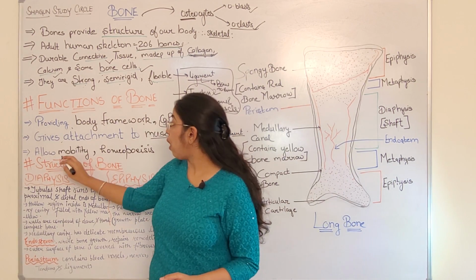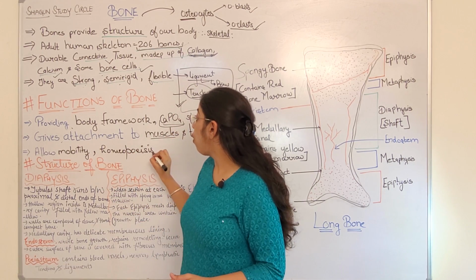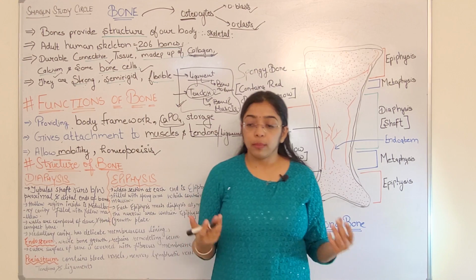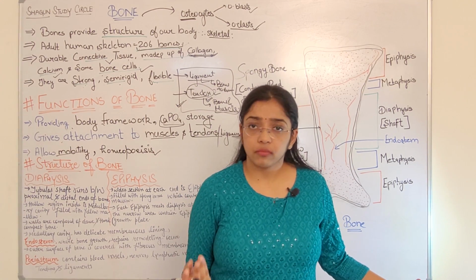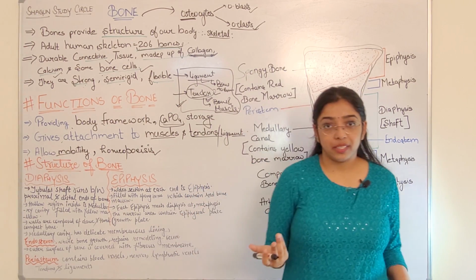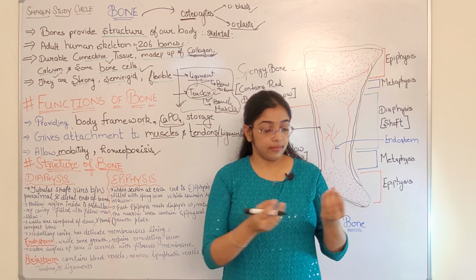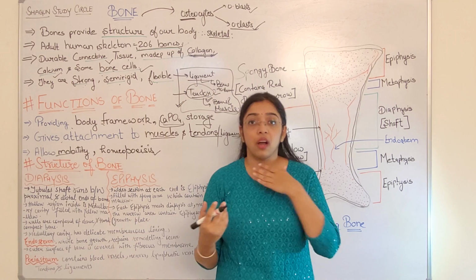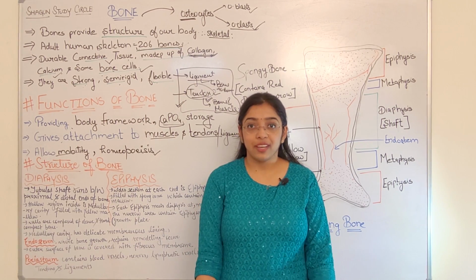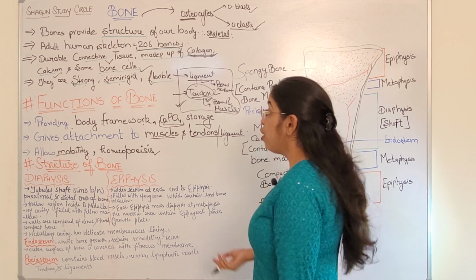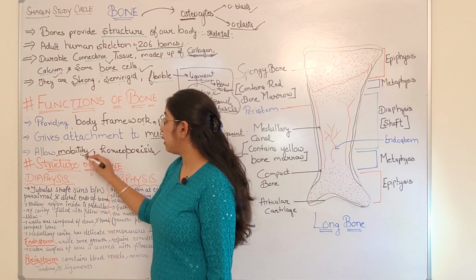Okay, they allow mobility and homeostasis. First is mobility. What do you mean by mobility? Mobility refers to movement. Movement of what? Our movement. We are able to move due to the presence of bone, right? Be it our neck, our hand, our foot, everything we are able to do because of the bones. Due to the presence of bones, we are able to move. So it provides us mobility.